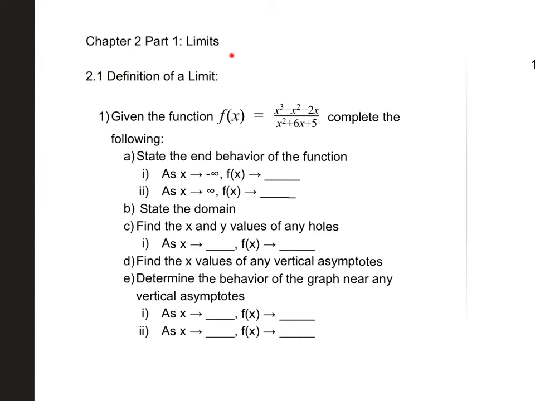And for these first set of notes, we're going to talk about what is a limit, what is the definition of a limit. And really the best way, the easiest way I think for us to understand this is to think about it through what we already know in terms of rational functions. So we have this function here, and it wants us to state the end behavior of the function, state the domain, find the x and y values of any holes, x values of any vertical asymptotes, and the behavior of the graph near any of those vertical asymptotes.